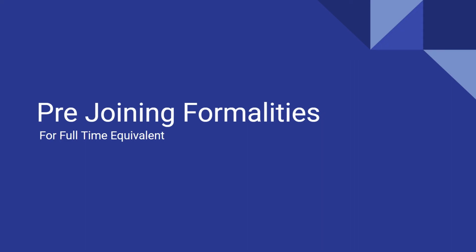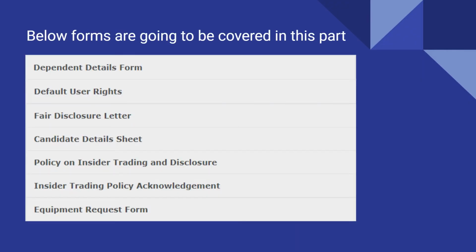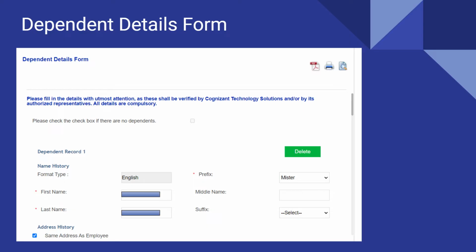In this video, we'll be talking about the pre-joining formalities in Cognizant. This is part 2, and we have made part 1 before; you can find the link for part 1 in the description. In this part 2 of the video, we'll be covering these forms. We will talk about each and every form in detail. So let's start. Okay guys, now we will talk about the dependent details form.